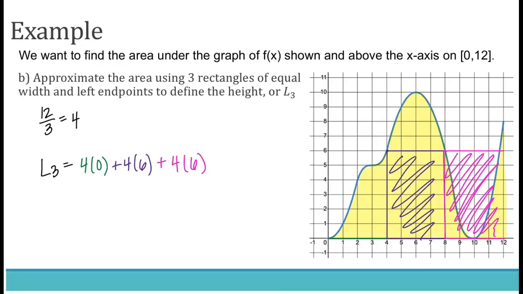So now notice we can do each computation individually and add it together like the previous example, but we should also observe that because the width is the same in each rectangle, we are going to be able to factor that out and then simply add up the heights. So 4 times the quantity 0 plus 6 plus 6. So that's going to be 4 times 12, which is 48. Not that that computation was hard to do without doing that, but just to show that is something we will be able to do every time if we are using equal widths.